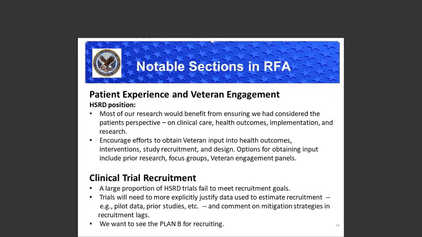Some notable sections in our RFAs include patient experience and veteran engagement. Patient experience and veteran engagement is an important component of health services research, and we anticipate that applicants should seek input from their patients and veterans in designing their studies.